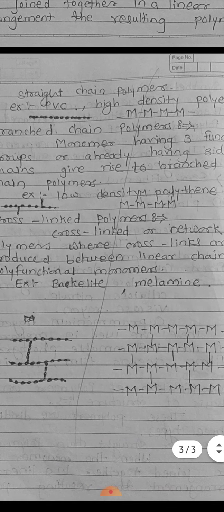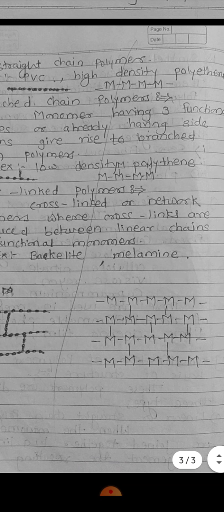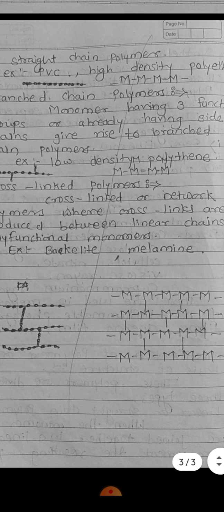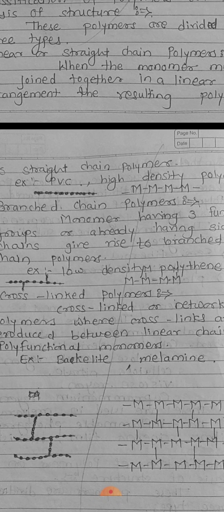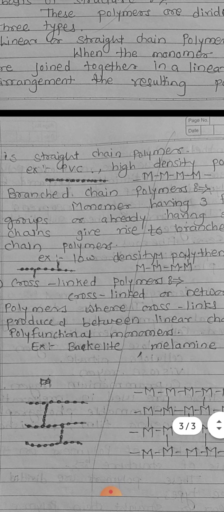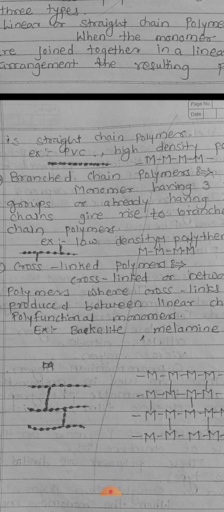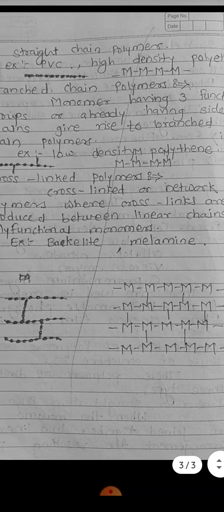Third is cross-linked polymer. Cross-linked polymer: when monomers combine together to form a network type structure, then they are called cross-linked polymer. Examples are bakelite or melamine. You can see here in a straight chain the polymer units are arranged in a straight chain. But in branched chain the polymers have branches, and in cross-linked polymer the units are arranged in a network type structure. This classification is already eliminated from your syllabus.